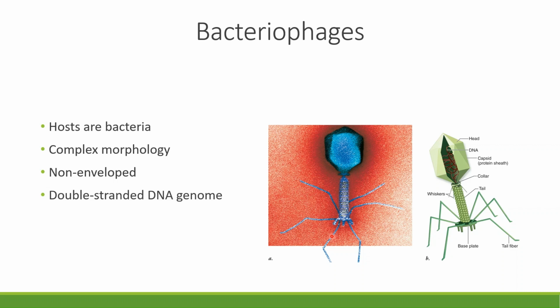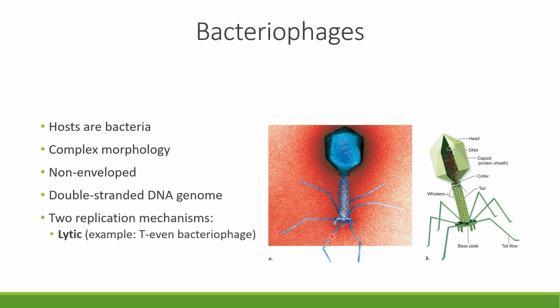It has a double-stranded DNA genome. As I said, there are a lot of different types of viruses based upon their nucleic acid structure, but for bacteriophages, it's just a double-stranded DNA genome. And there are two replication mechanisms that we need to cover. Again, that's an important step in the virus, quote unquote, life cycle. One is called the lytic cycle, and the other one is called the lysogenic cycle. We're going to cover both of those different cycles as they apply to bacteriophages.